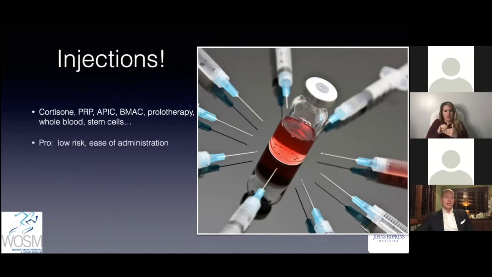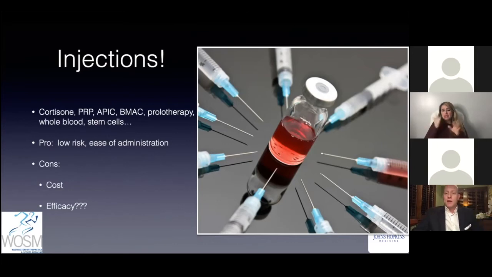So injections are exciting because they're easy to administer. They can often be performed in the office, and they're generally low risk, but not always. But it's good to critique each type of injection one by one, but generally these are low risk. So easy to administer, low risk. The downside is they sometimes can be costly. And then the ultimate question is really, do they work? The risks of administering these, the ease of administration, the cost, it's all sort of worthless if they don't work.